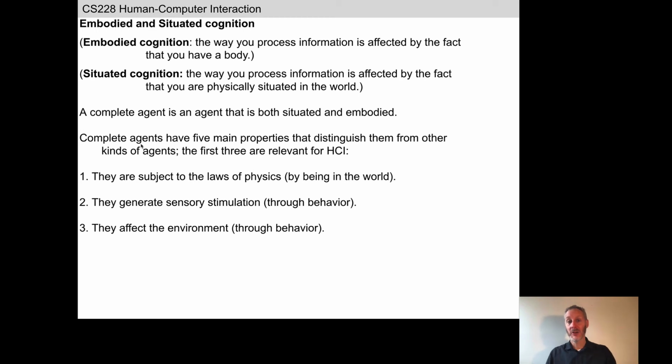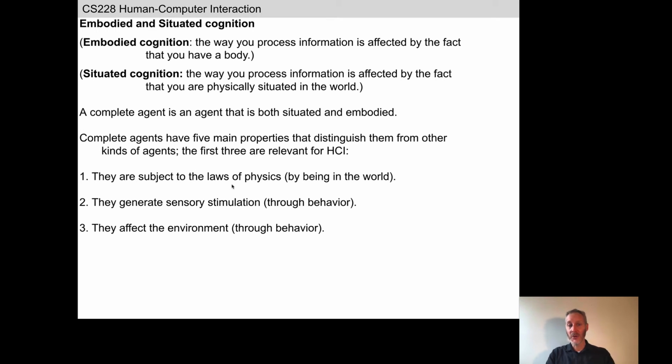All complete agents, again, regardless of whether they are biological or artificial, have a number of interesting properties. In the reading for today, you'll see that there are five properties that are discussed, but we're only going to focus on three of those five that are relevant for HCI. So if you end up designing machines that can move themselves and sense the world directly, you are designing a complete agent. And like our discussion about the Breitenberg vehicles, we want to think carefully about the ways that complete agents interact with their environment and how we can exploit those to design relatively simple machines.